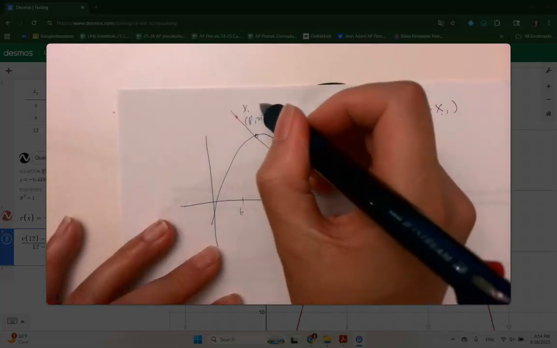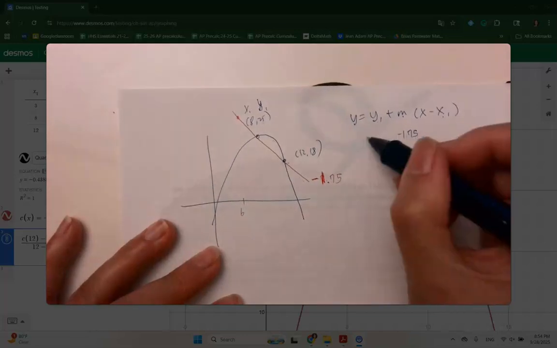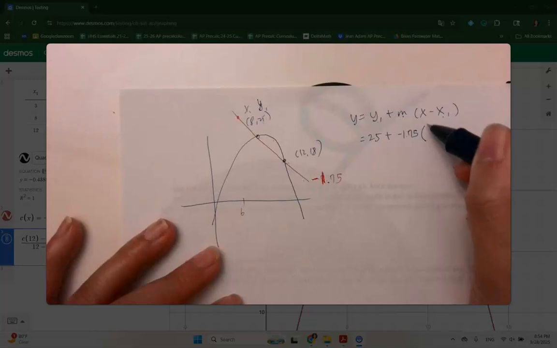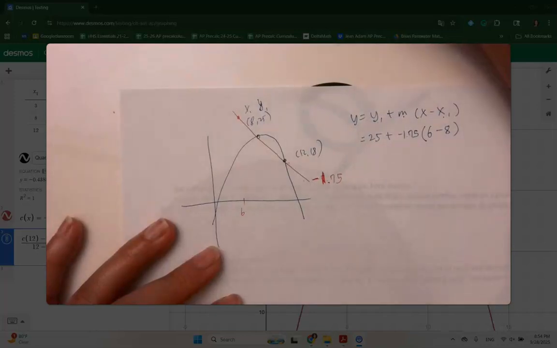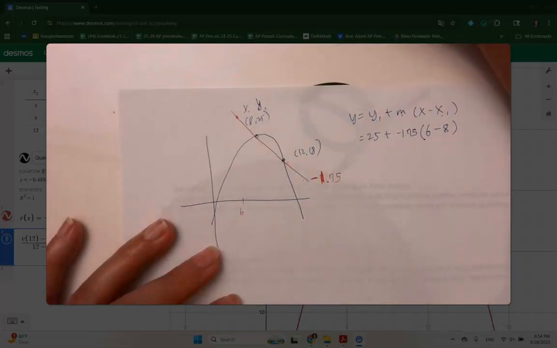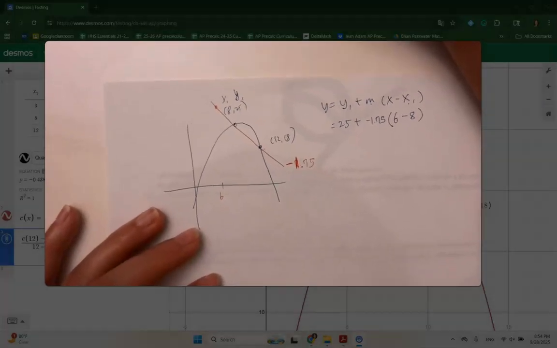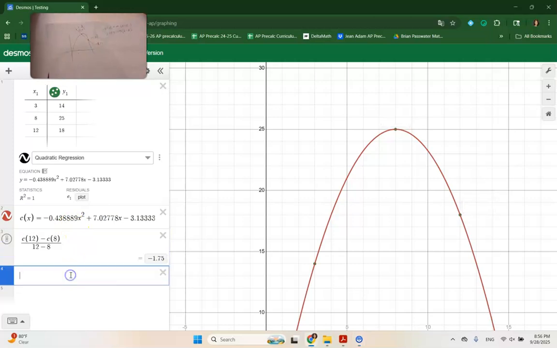So there's my x1. There's my y1. So 25 plus that times what x we are reevaluating, when x is equal to 6, minus x1 is 8. So that's what I plug in. I'm going to make it smaller and put that in my calculator. Ready? So on number 4, I'm going to do 25 minus 1.75 parentheses 6 minus 8. I got 28.5.